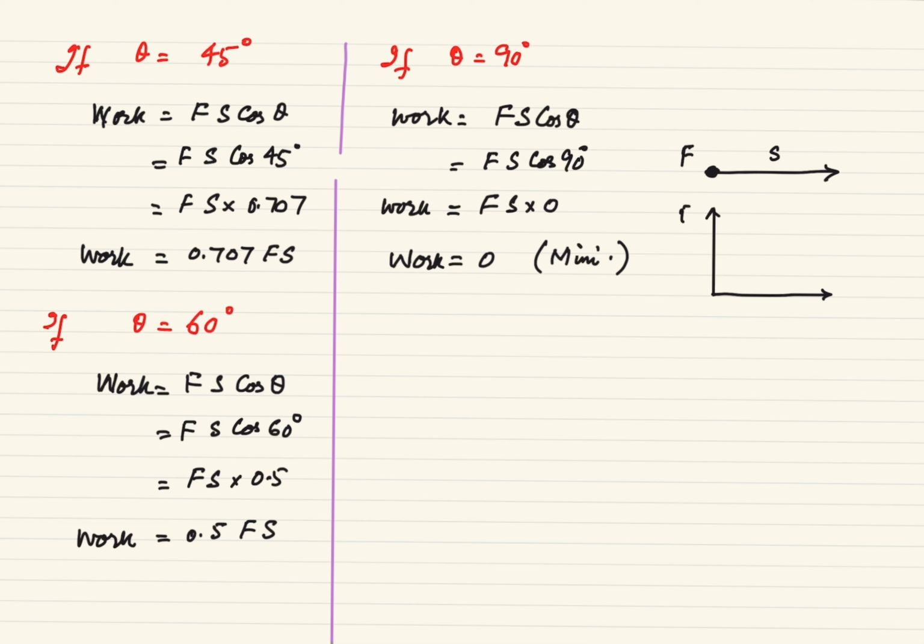happen? As we have just mentioned, if the displacement is in this direction and the force is in this direction, any perpendicular force, then there will be no work done. Now, how is it possible that the displacement is in this direction and the force is in the direction which is making an angle of 90 degrees?